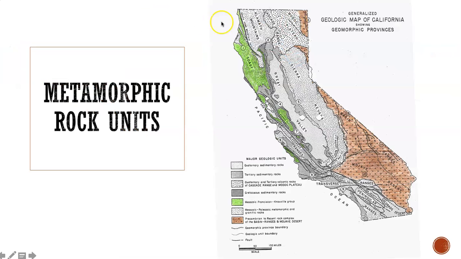And so if we go back to the map here to the green unit, it says Mesozoic Franciscan Knoxville group. So that is what is shown here in green. It's mostly in the northern part of the state. There's a little bit down here in the central part of the state. And as seen with these sedimentary rocks that are here, and even some of the igneous units, it has been sliced and diced by the San Andreas Fault system.